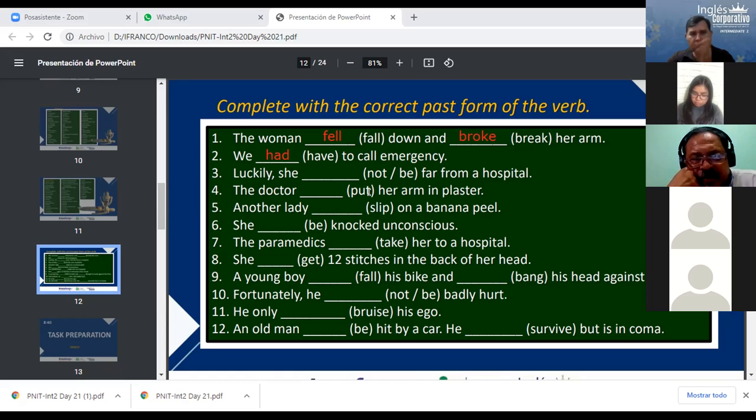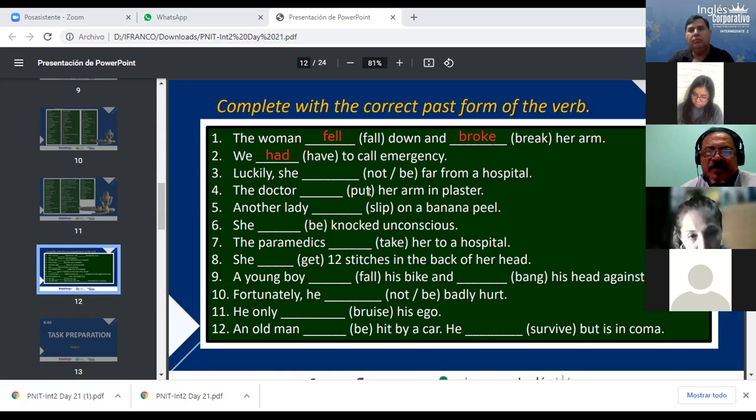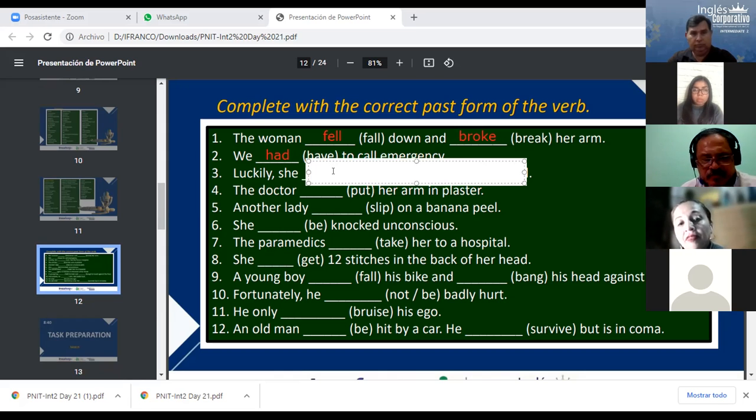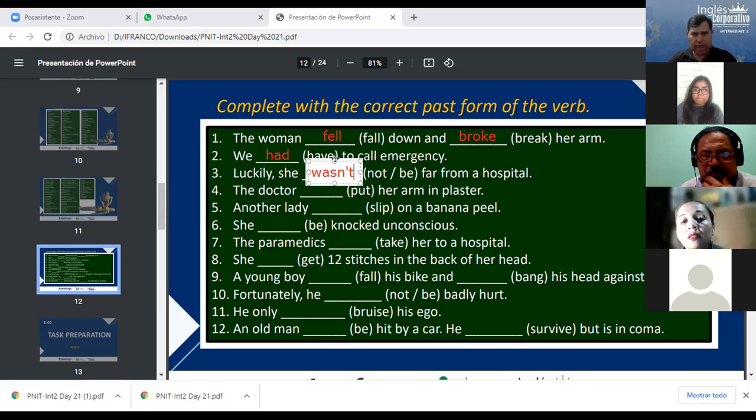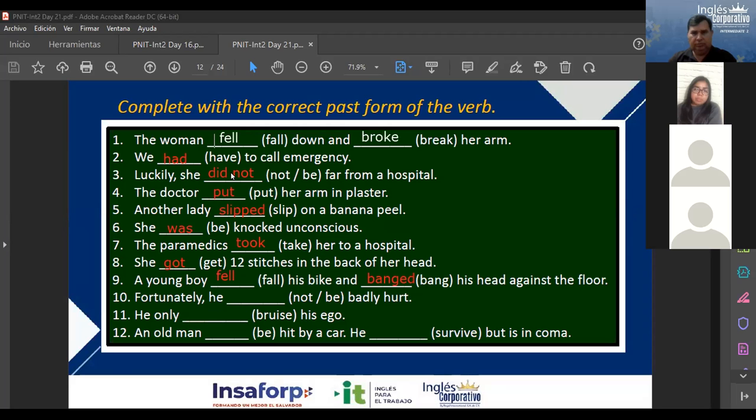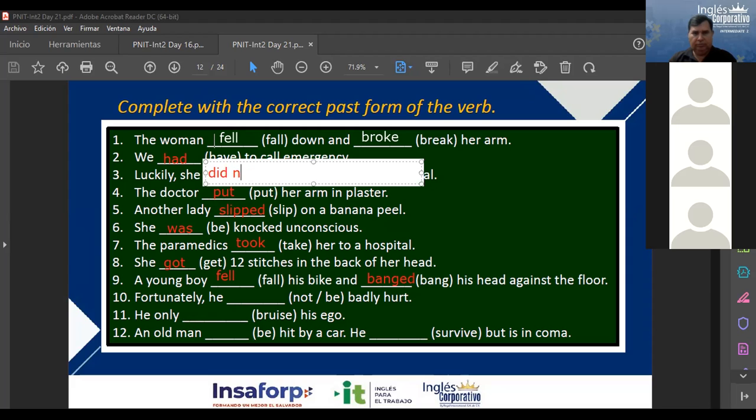The next one, number three: luckily, she wasn't far from a hospital. No estaba cerca de un hospital. No estaba lejos, ¿verdad? No estaba lejos de un hospital. We need to change that. Like number six was not. Allí sería what? Y abajo igual.